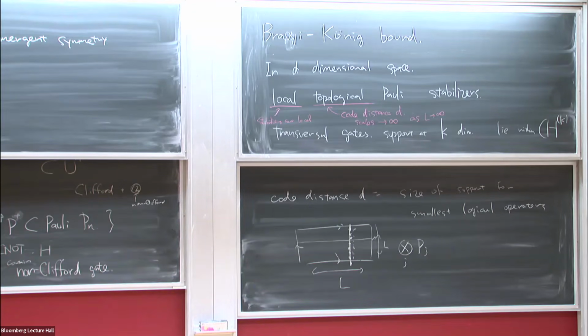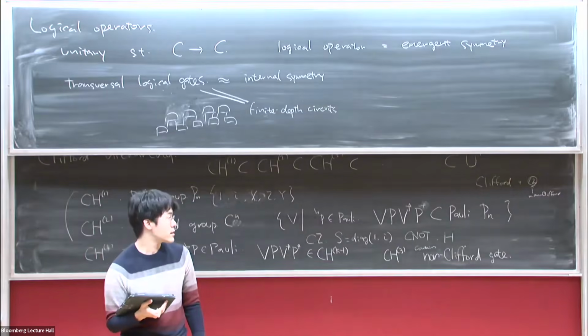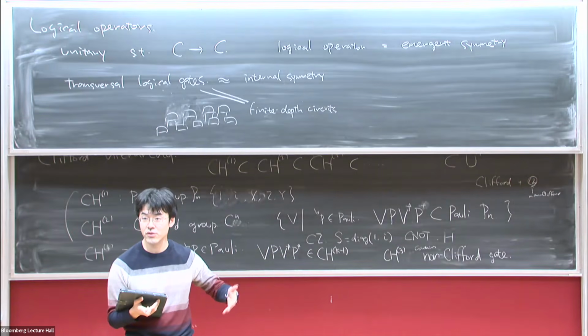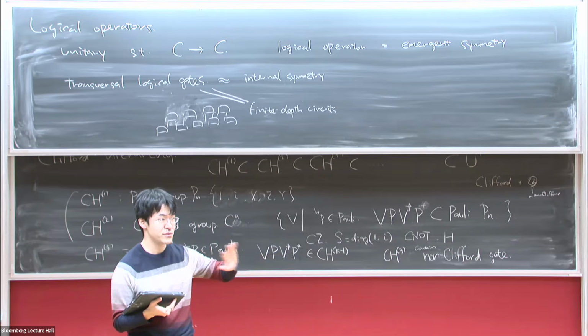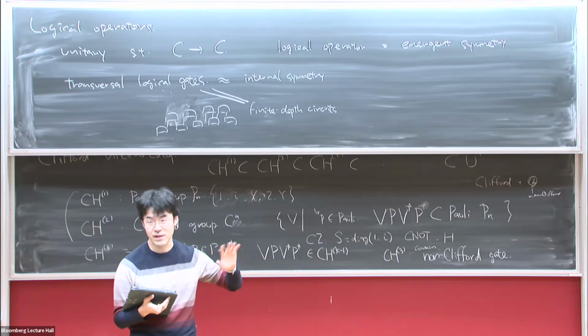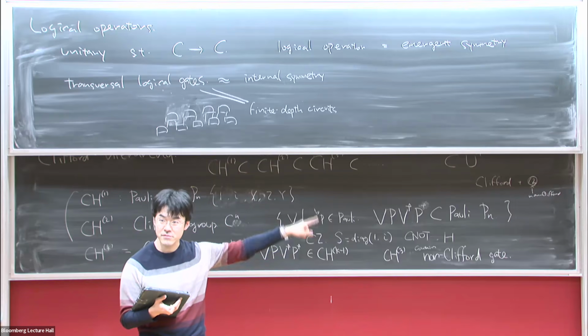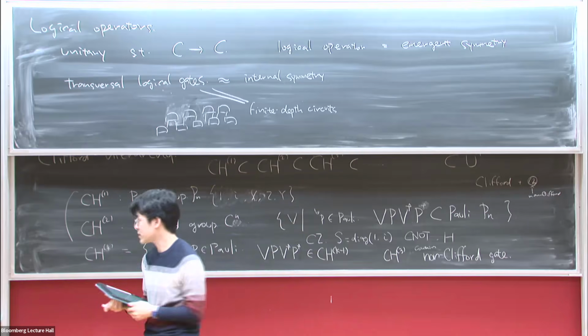Any other question? So then supported on k dimensions means it acts on a hyperplane within the d dimensions? Yes, there's some k-dimensional locus, and if the logical operator is supported on some k-dimensional locus, you must implement this strict set.